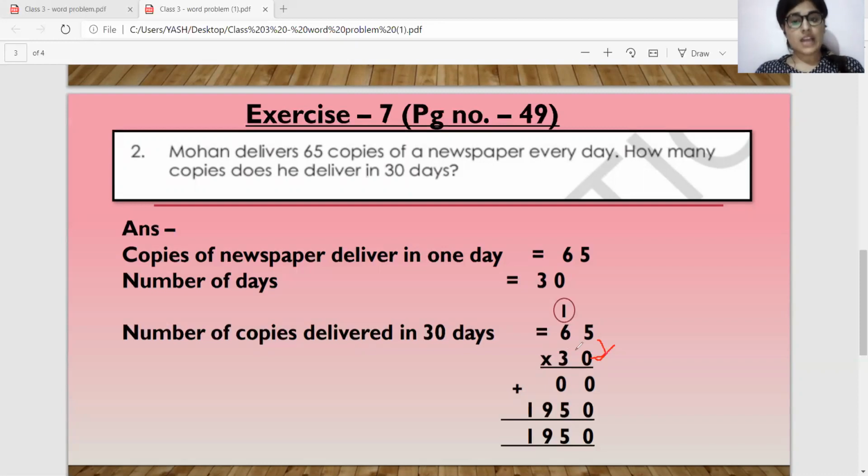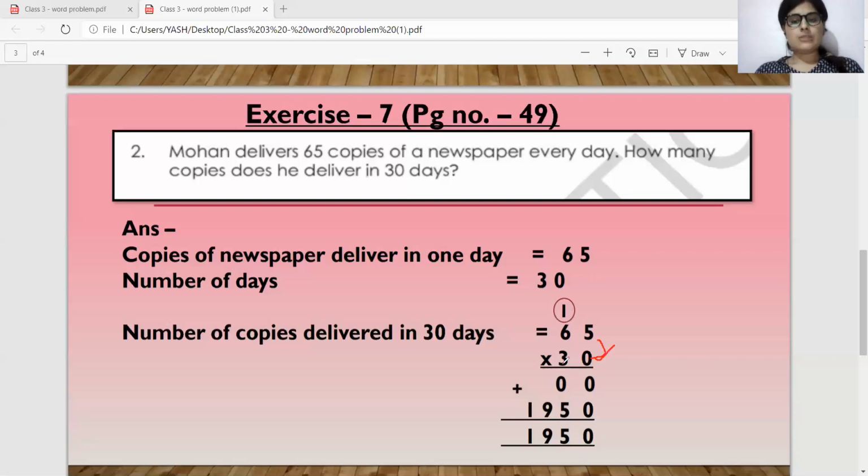Now we are multiplying this 65 with the tens digit. The tens digit is 3. Whenever we start multiplying any number with the tens digit, what do we have to do? We have to write the 0 first. Like this, we have to write 0 first. And then we will start. 3 into 5 is what? 15. So we will write 5 here and carry 1 over to the next higher place, above 6.